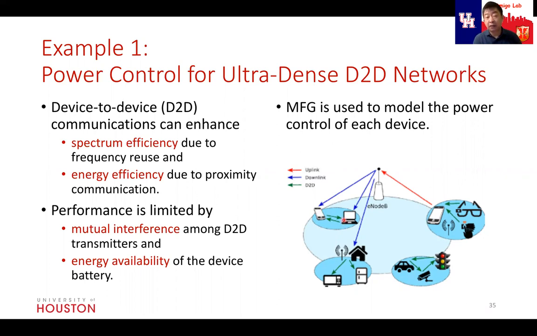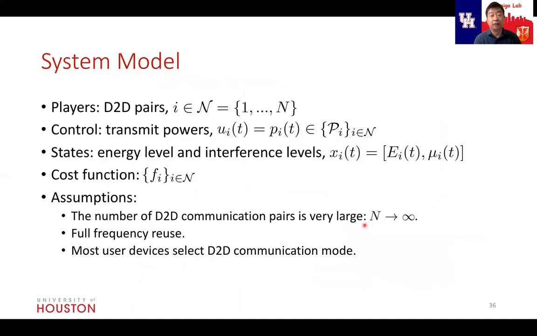But if they are close to each other, they can send directly to each other, bypassing the base station. So this is basically the key idea of D2D. It can improve the spectrum efficiency and also the energy efficiency. However, the performance is limited by the mutual interference and the energy available for the devices. And then we try to quantify this one.